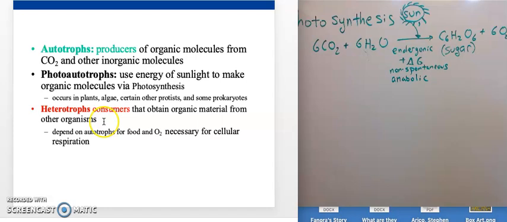Organisms that have to consume organic material to get energy are called heterotrophs. Organisms that can produce organic molecules from inorganic molecules are called autotrophs. Most of the autotrophs that we're familiar with are photoautotrophs, which use energy from sunlight to build those organic molecules. There are also chemoautotrophs that use energy from chemical reactions to build organic molecules; those are microbes that we don't come in contact with very often.